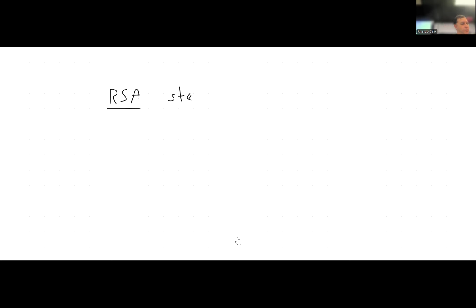Okay, so the first step is step 1. Randomly and independently select two large prime numbers, P and Q, such that P is not equal to Q. So select two prime numbers.